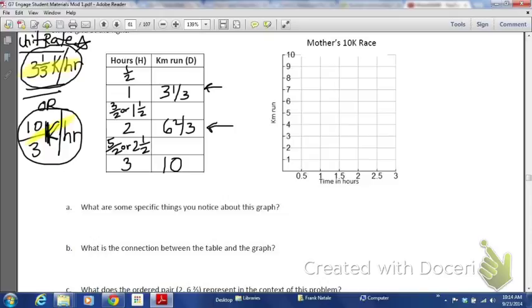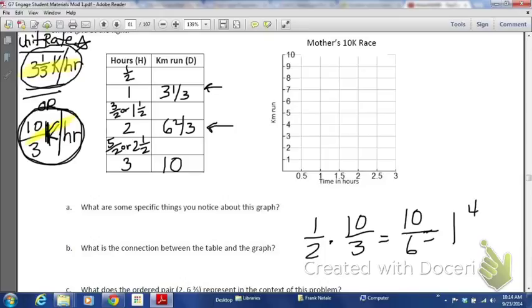Now with the 1/2 hour, not as easy to do, but if I use my 10/3, I could easily do it. Half of an hour implies multiplication, so I would do 1/2 times 10/3, and that's going to equal 10/6, which is going to equal, what is that going to be? It's going to be 1 4/6, which is the same as 1 2/3. Okay, 1 2/3.